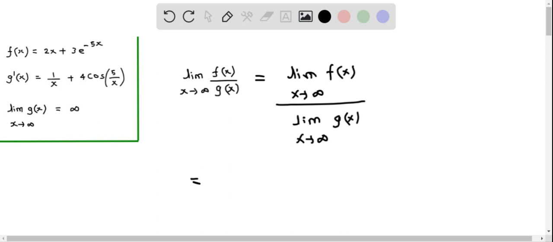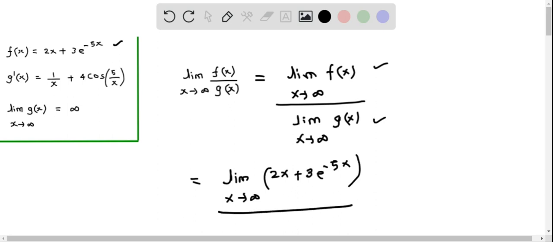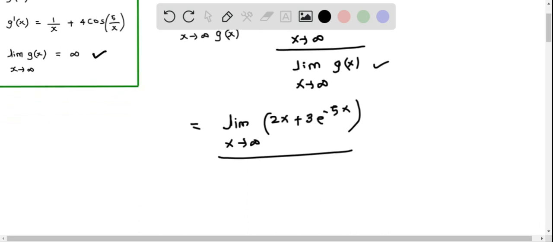In the numerator we have to find the limit of f of x when x approaches infinity, and in the denominator we have to find the limit of g of x when x approaches infinity. So I'm going to replace f of x by the given function. This will become the limit as x approaches infinity, replace f of x by 2x plus 3e power negative 5x. And in the denominator we have the other limit, the limit of g of x when x approaches infinity, and this is already given as infinity, so we can utilize this value. Therefore I put infinity in the denominator.